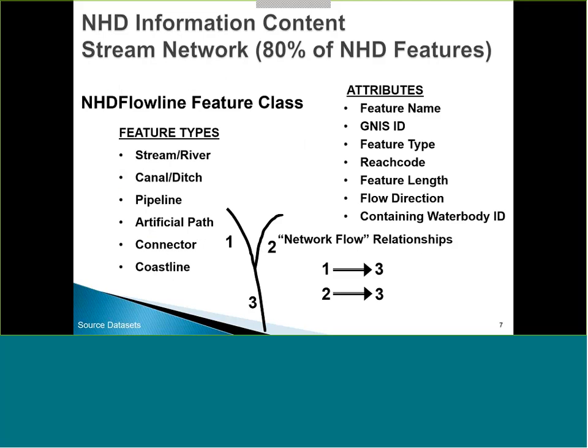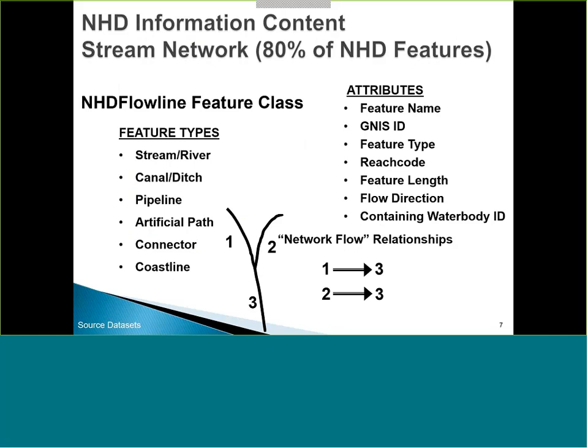Okay, 80% of the NHD features are in the stream network. So that's the primary feature class. It's called NHD Flowline. It has 6 different feature types. There's stream river, canal ditch, pipeline, artificial path. Connectors are non-specific geometry where we knew, or the person editing NHD knew there was a connection but didn't necessarily have the geometry for that connection. And finally, there are coastline features.